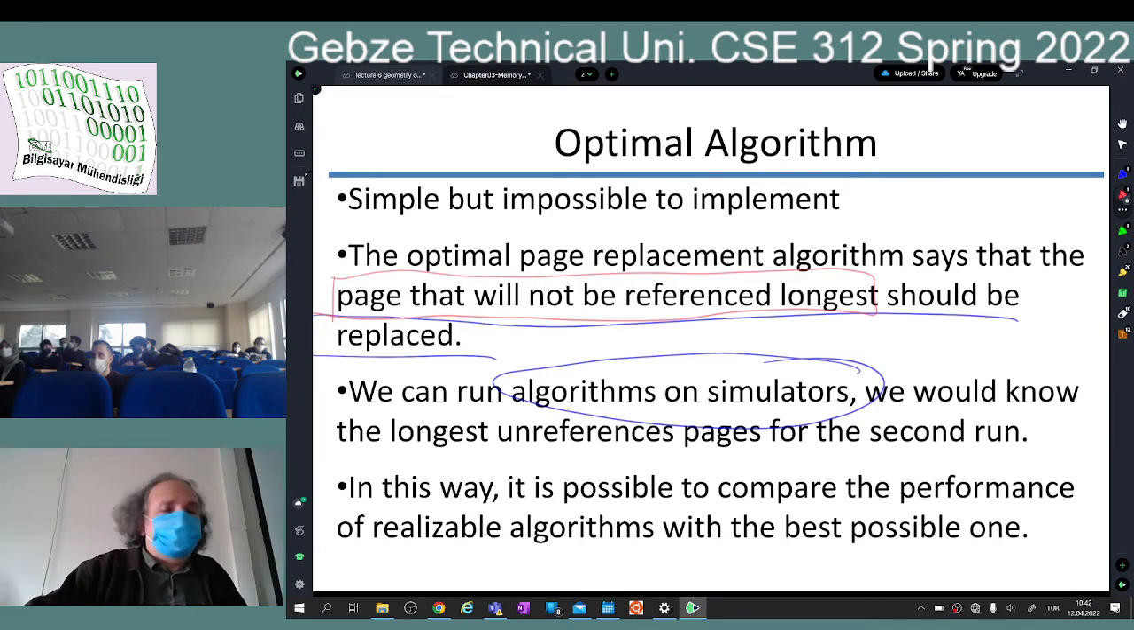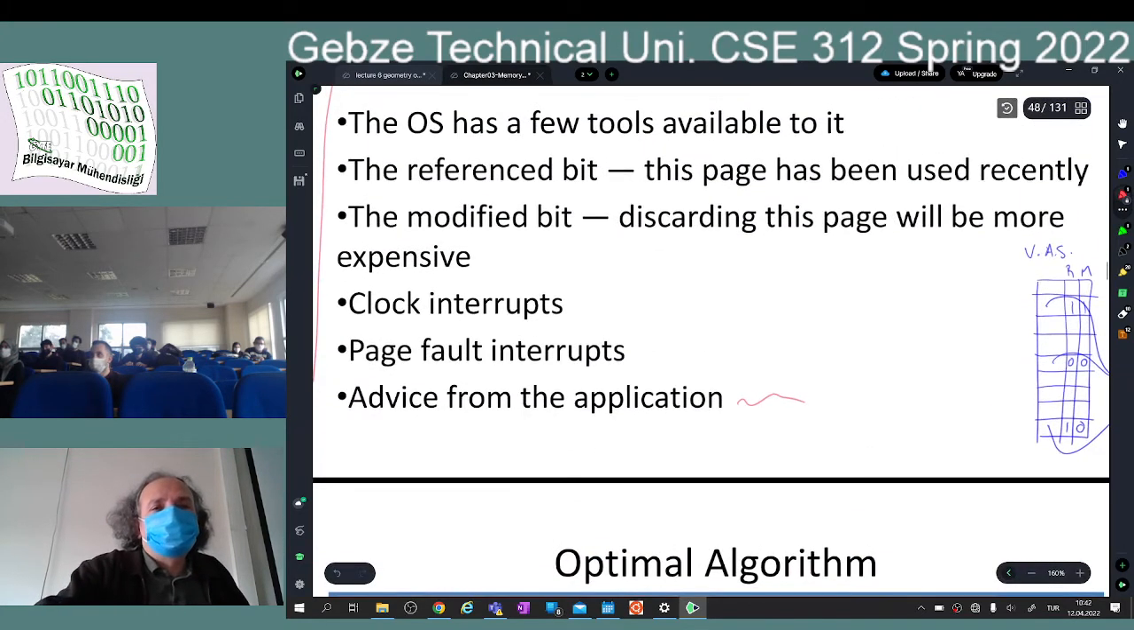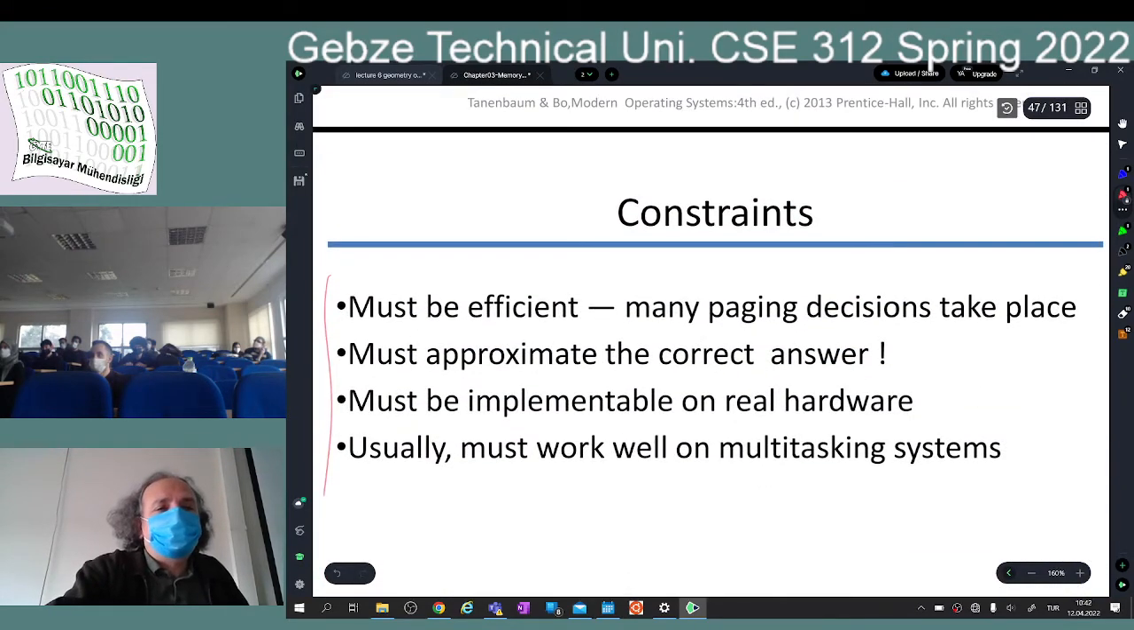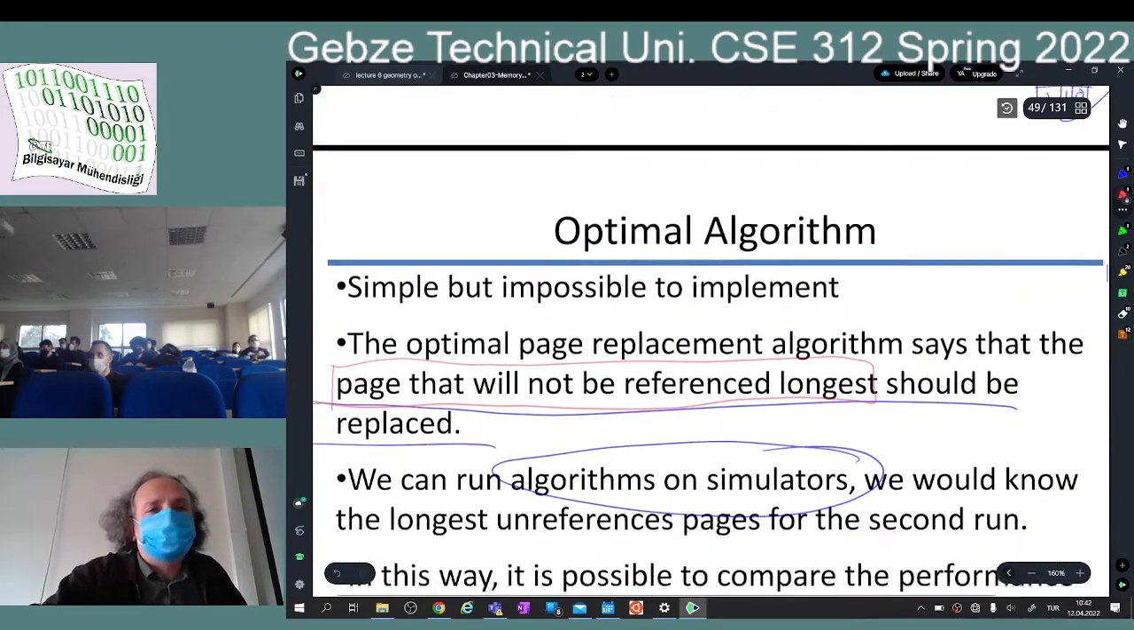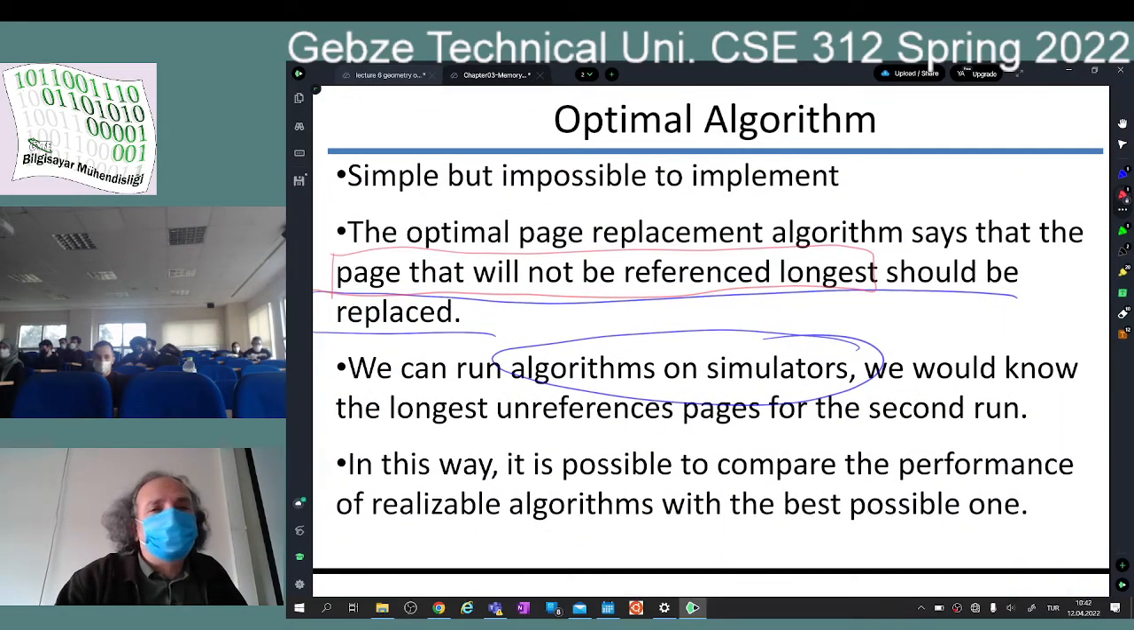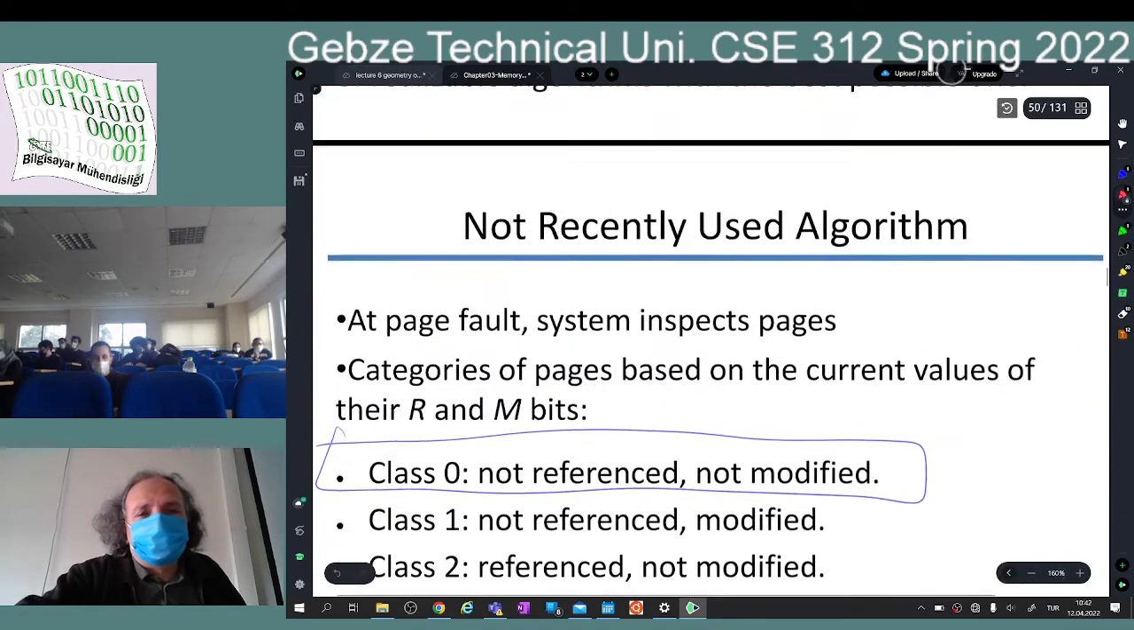The optimal algorithm is again not implementable on hardware or software, but it's good to have. You cannot do better than the optimal algorithm. That's why we have this. Remember what we said about your results being approximate to the correct answer. It is good for us to know the correct answer. During the runtime, we will never know the optimal algorithm's result.